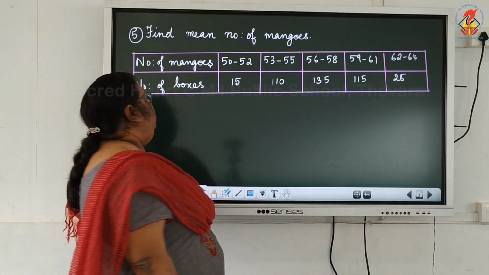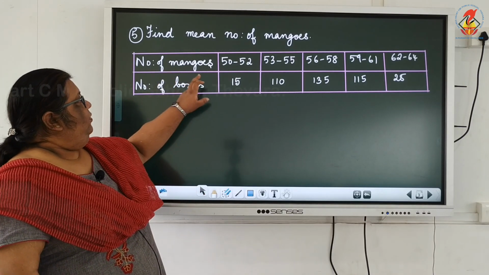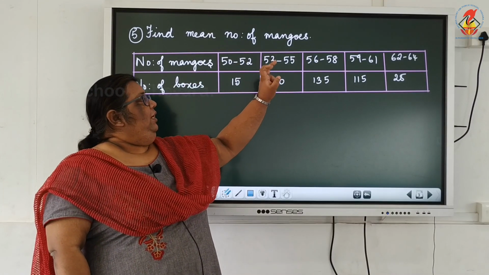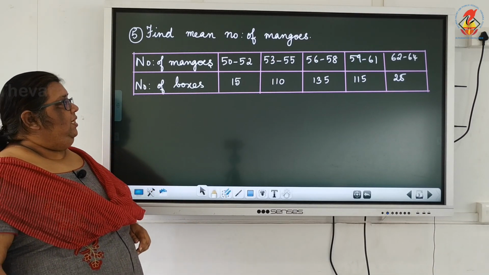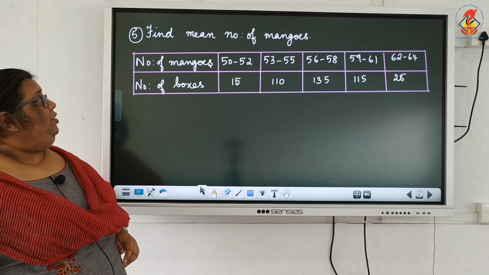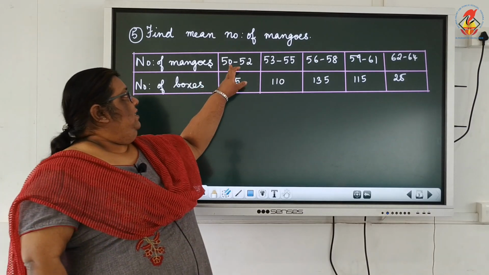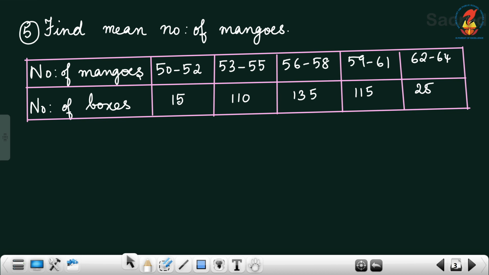Next problem. Find the mean number of mangoes. The number of mangoes: 50 to 52, 53 to 55, 56 to 58. Number of boxes: 15, 110, 135, 115 and 25. Children, please look into the problem here. Class interval 50 to 52. What is the next number here? 53 to 55. That is not 52 to 55, it is 53. There is a gap there. That means the class intervals are not continuous.